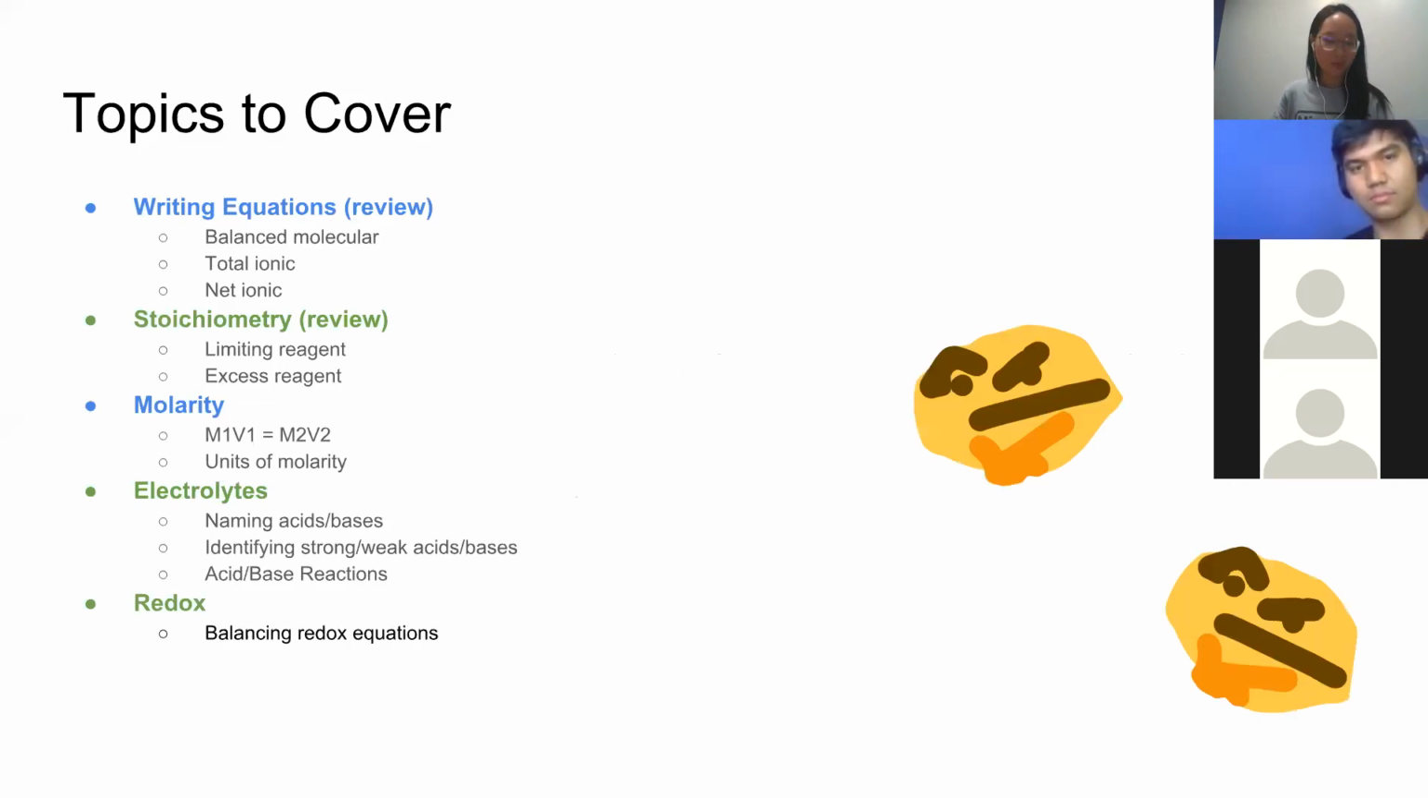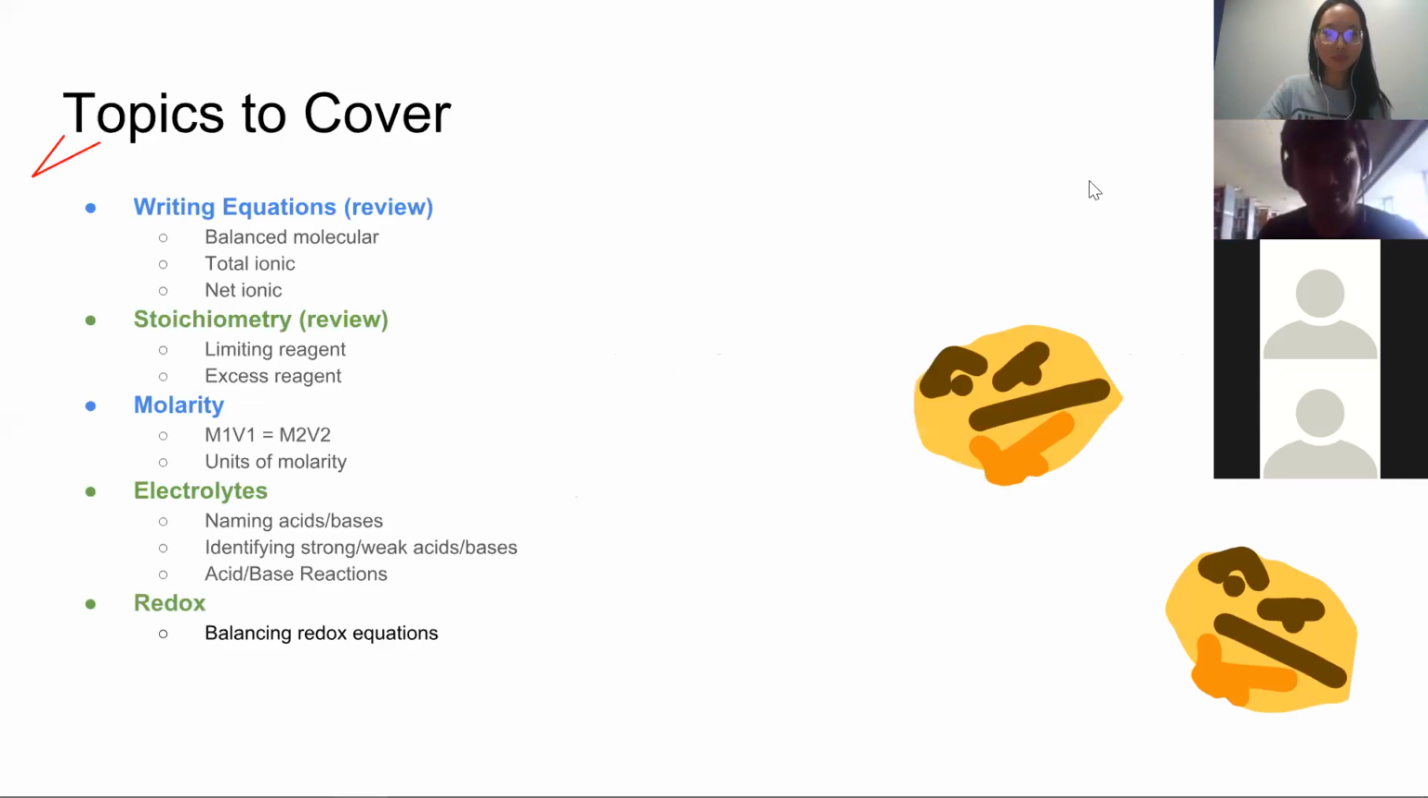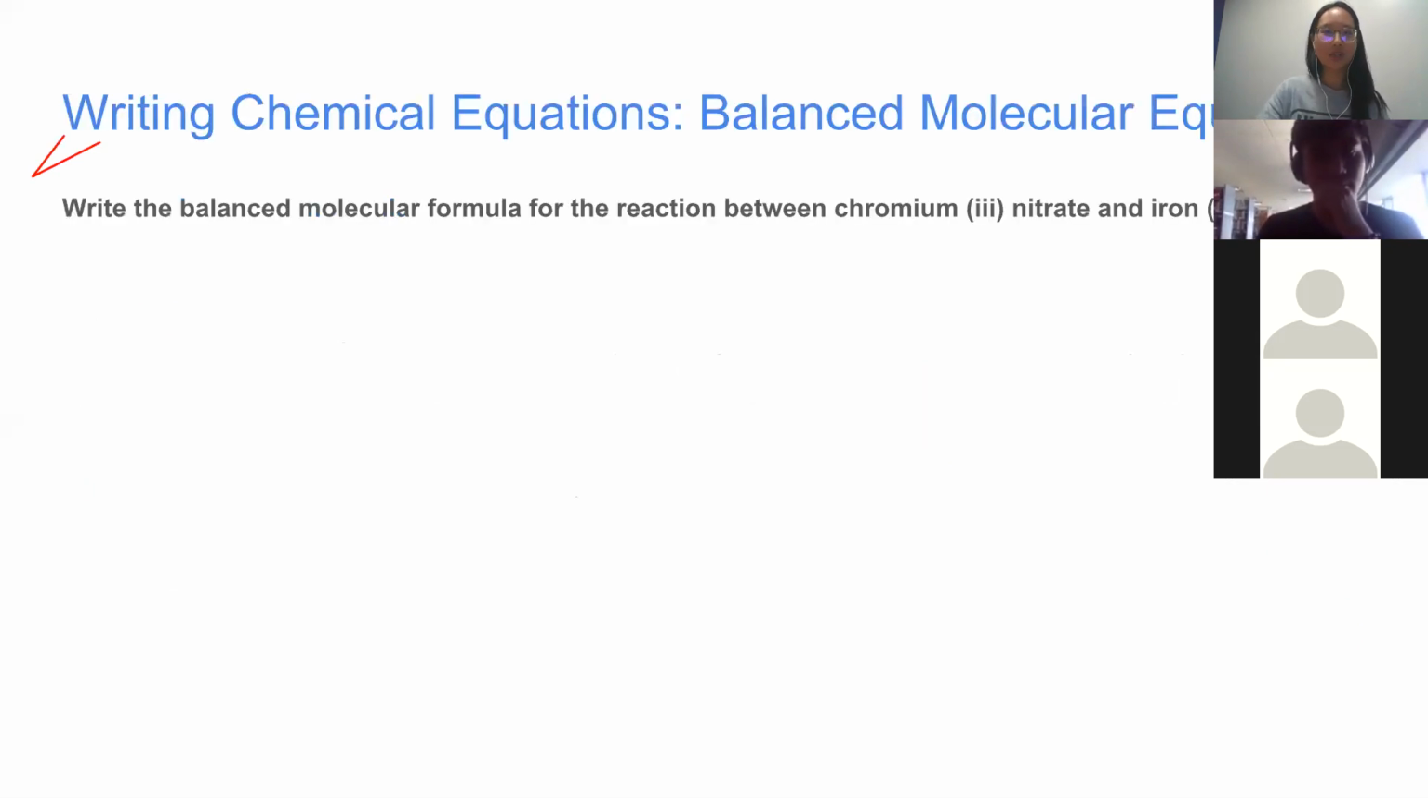Here are all the topics that we're going to be covering today. We're going to be doing writing equations, stoichiometry, molarity, electrolytes, including naming acids and bases. And then finally, we're going to do redox. All right, so the first topic is writing chemical equations.